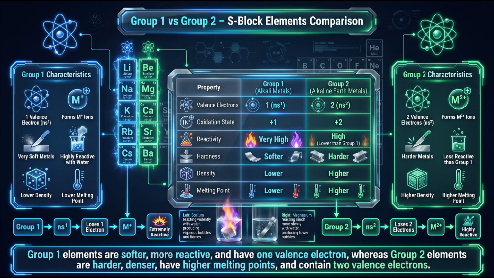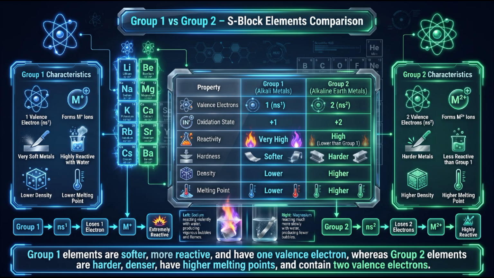The difference in metallic bonding also affects melting points. Since metallic bonds are relatively weak in Group 1 elements, they require less heat energy to break, resulting in lower melting points. Group 2 elements have stronger metallic bonds because of their two valence electrons, so considerably more energy is required to separate their atoms. As a result, alkaline earth metals generally possess much higher melting points than alkali metals.